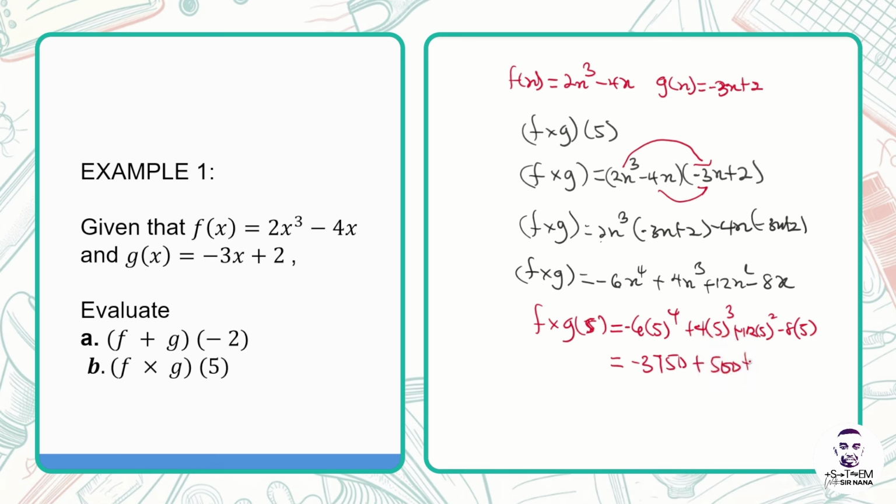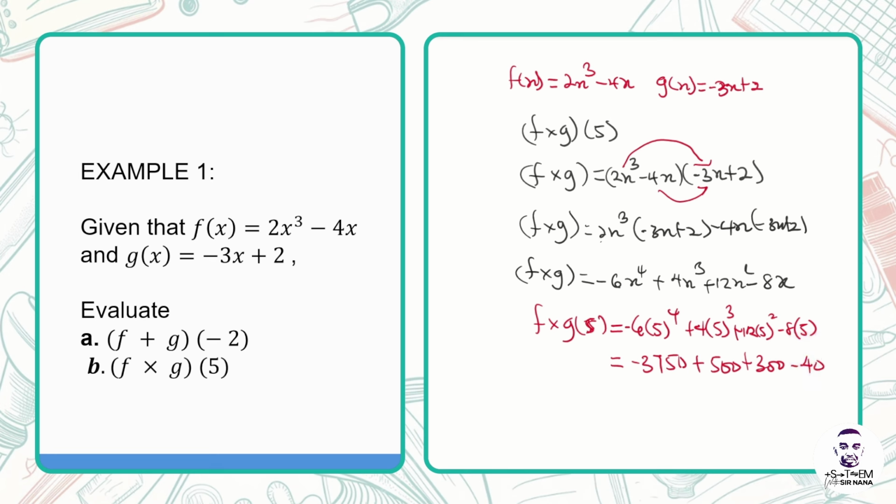And then the next one, we have 12 multiplying 5 squared. So that will give us 12 multiplying 25, since 5 squared is 25. So that gives us 300. And then -8 multiplying 5 gives us -40.